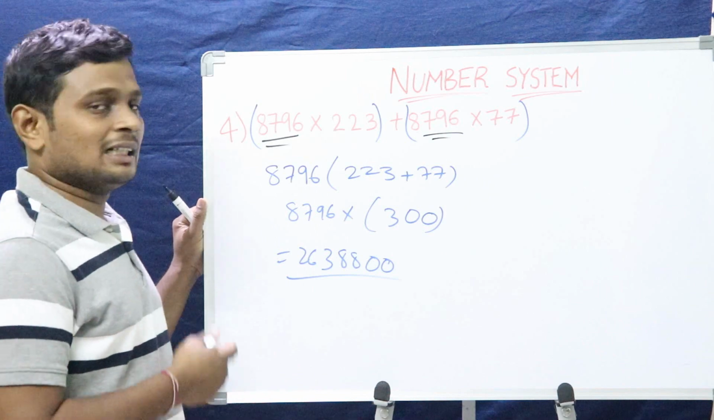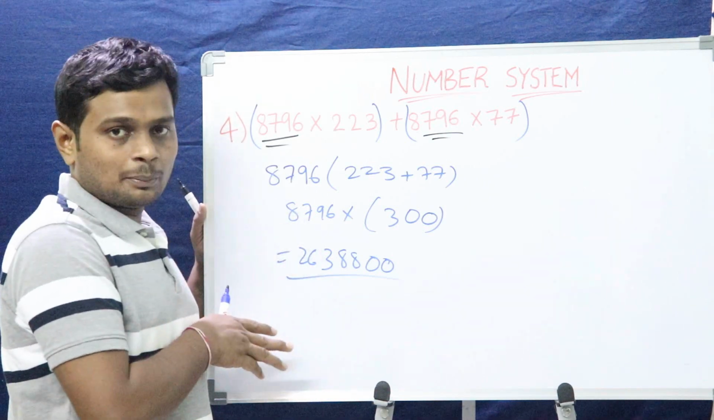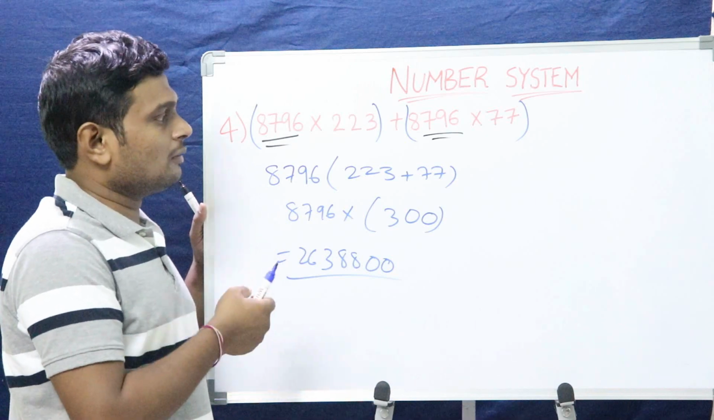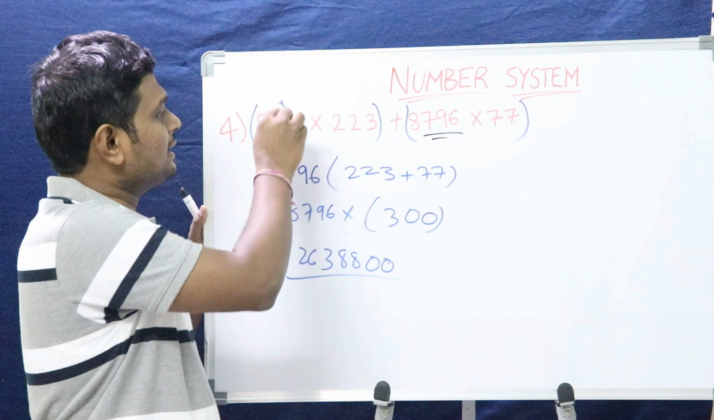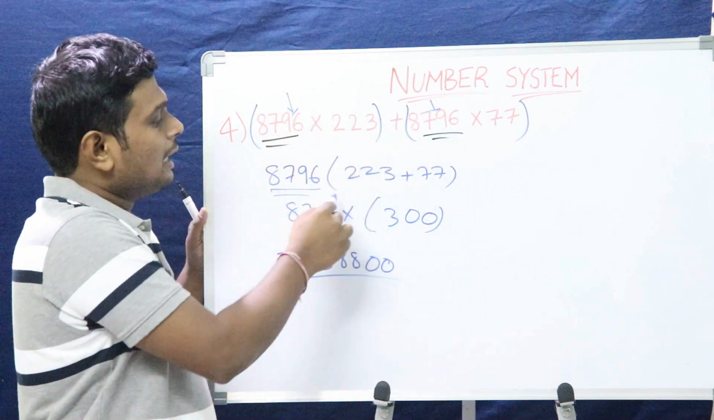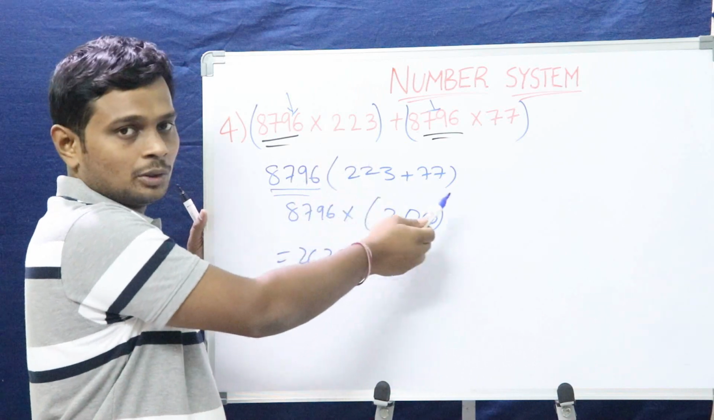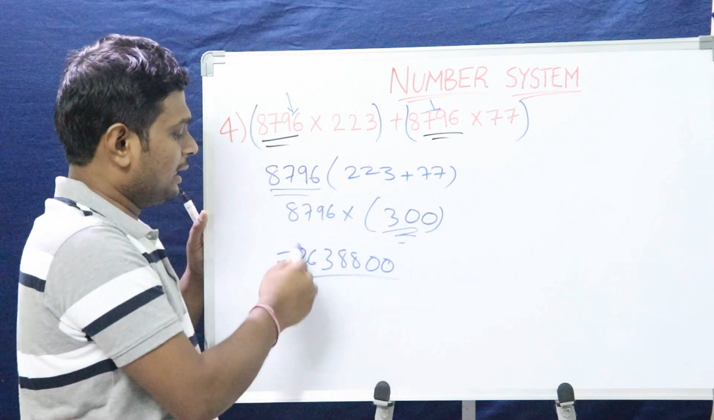How much time has it taken? Very little time, right? First of all, we need to understand the problem, and then we need to figure out the easiest way to solve the problem. Among these two multiplications, there is a common term, 8796. Having taken it as common, we need to add the remaining terms. What we got is 300, and then we multiplied it.